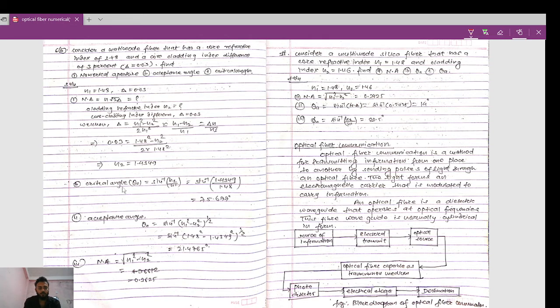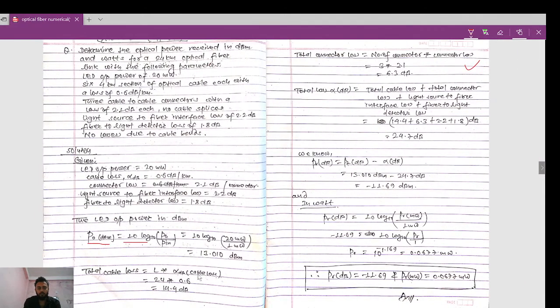For calculating critical angle we have sin inverse n2 upon n1. Similarly, to calculate acceptance angle we have sin inverse of n1 square minus n2 square to the power 1 upon 2. And to calculate numerical aperture we have root under n1 square minus n2 square. So all these formulas will be helpful in solving the numericals. Let's start the numericals one by one.